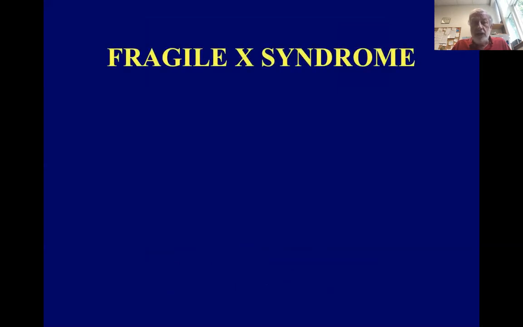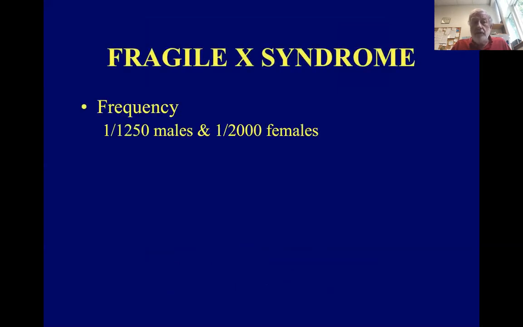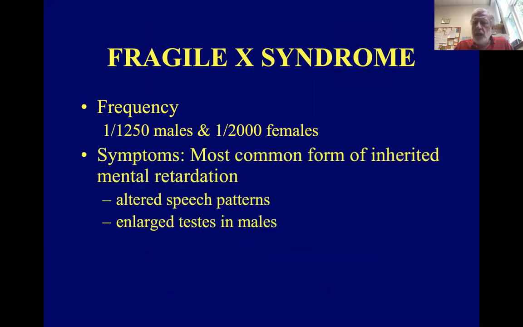Now in Fragile X syndrome, the frequency of this, of course, is more common in males than in females because it's X-linked, so it's 1 in 1250 males or 1 in 2000 females. Symptoms, it's the most common form of inherited mental retardation. There are altered speech patterns where the people speak very slowly with pauses in their speech in sort of unusual, inappropriate places, and the males with this have larger than normal testes.